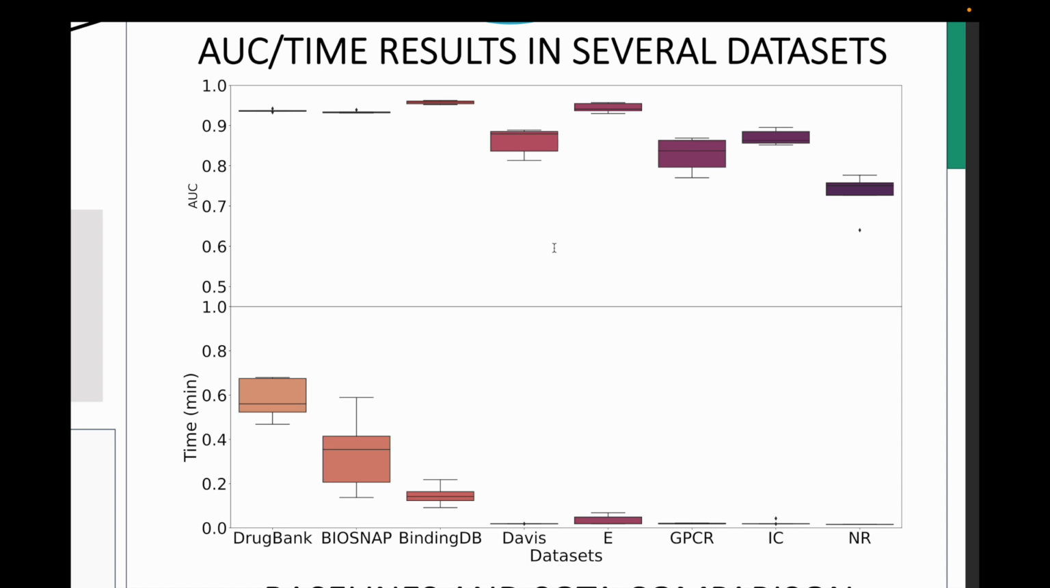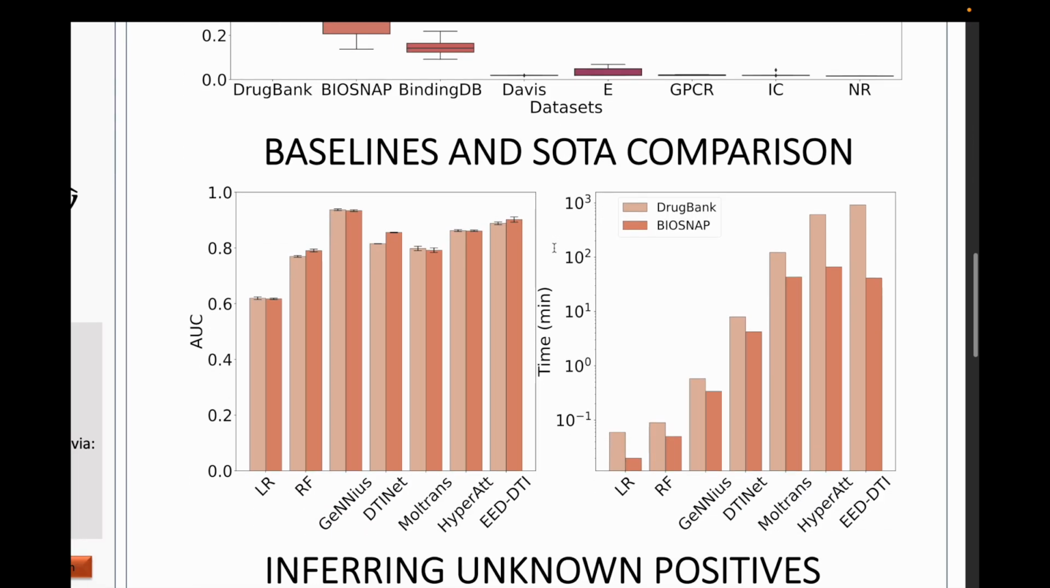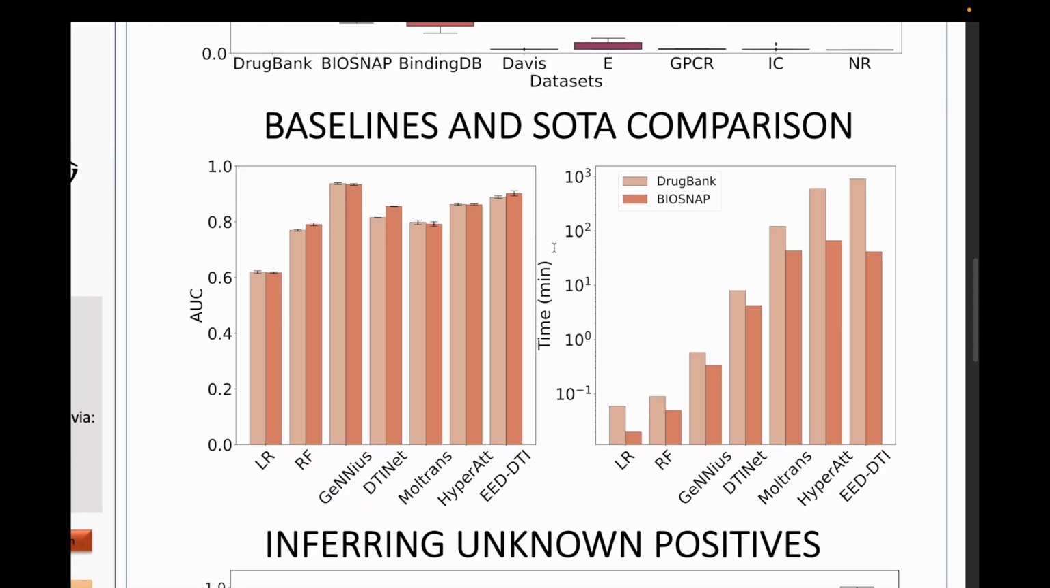First, we evaluated the model using the area under the receiver operating curve using 8 different datasets. As we see, our method is achieving high AUC values while being ultra-fast. It takes less than a minute to perform training, test, and validation in all datasets. However, here we are missing a comparison because we need to compare our model with the previous state-of-the-art methods. So, in order to do that, we present the following plot.